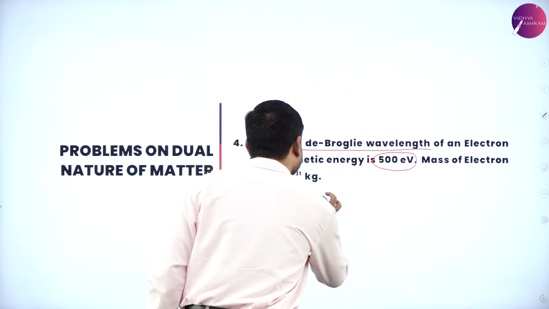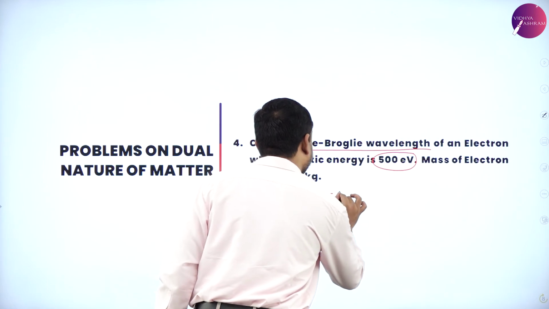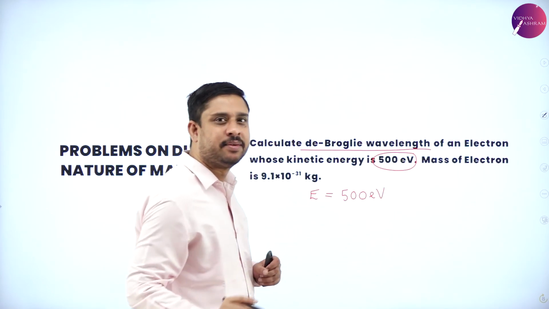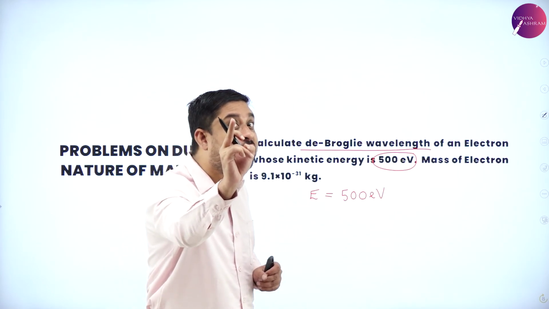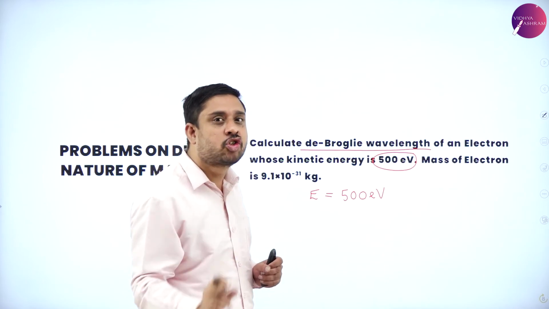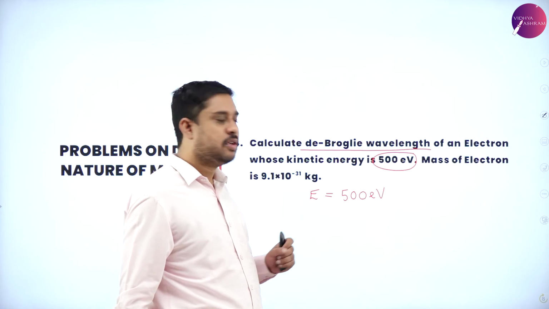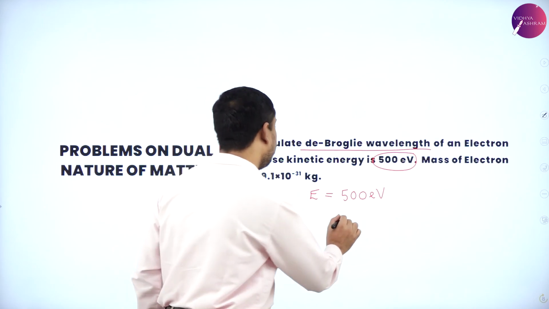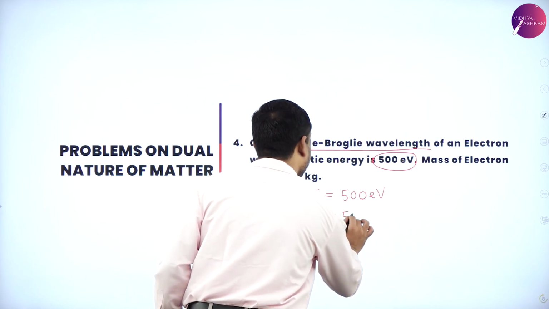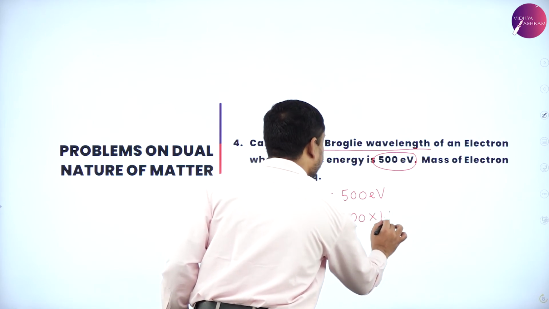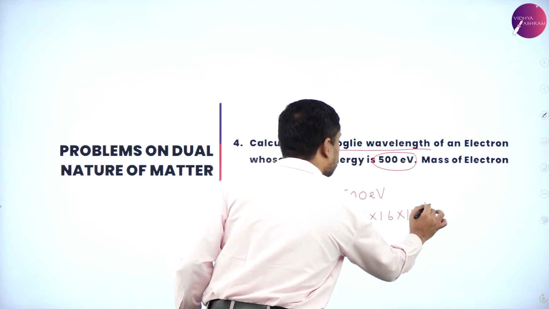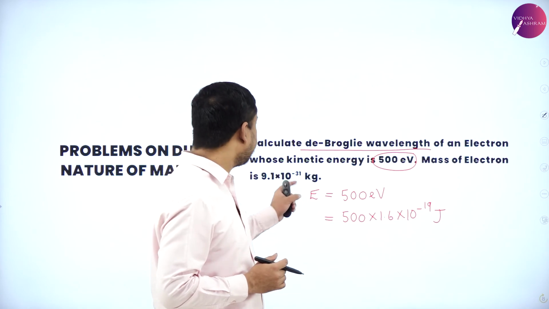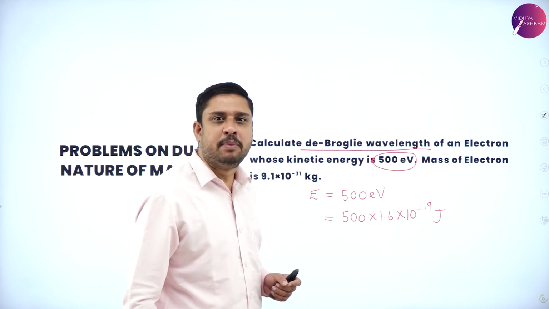Again here, energy is given to be 500 electron volt. But see, de Broglie wavelength is in angstroms, meters. So again, I need to convert energy into joule, which is again 500 into 1.6 into 10 power minus 19 joule. Again, the mass of the electron is an established constant.